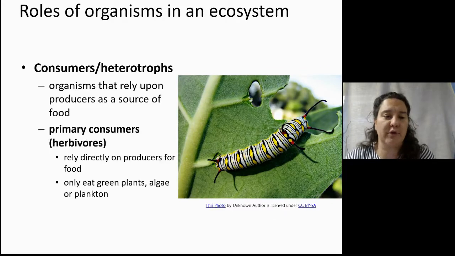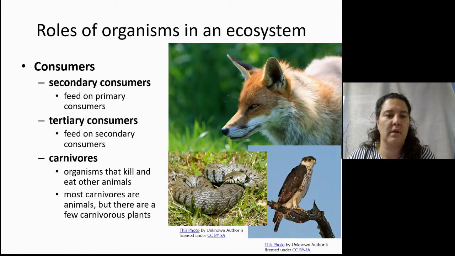Consumers or heterotrophs rely on producers as a source of food. So herbivores rely directly on producers for food. They consume plants, algae, or plankton. And those would be primary consumers or herbivores that eat plants.